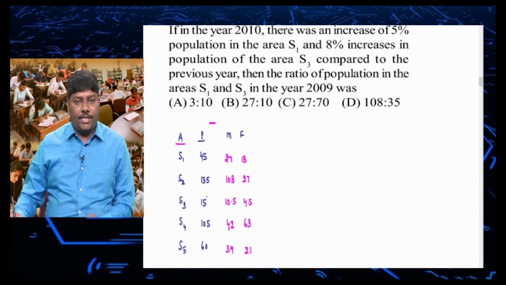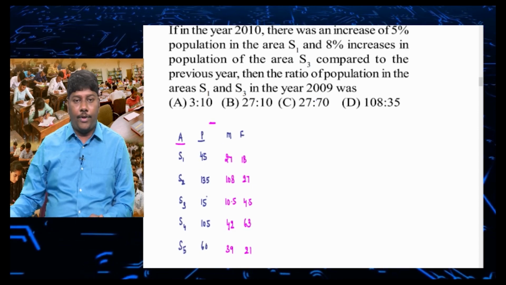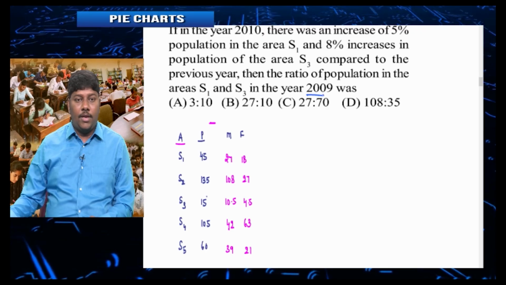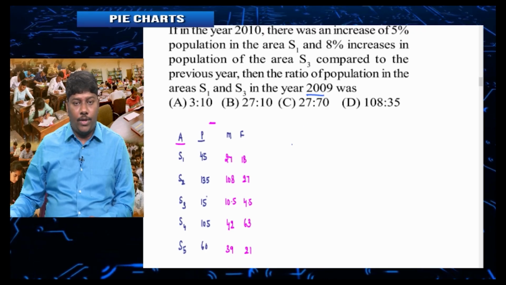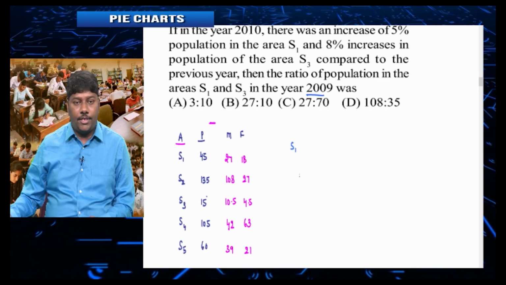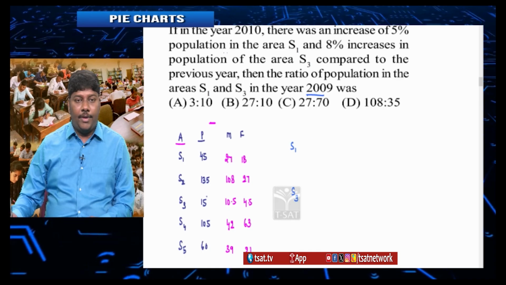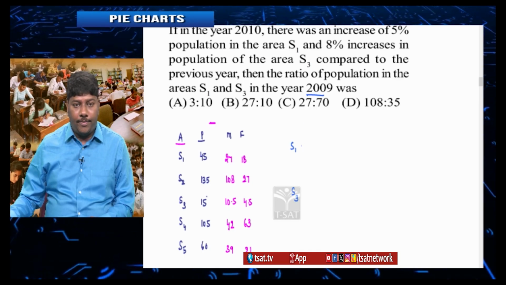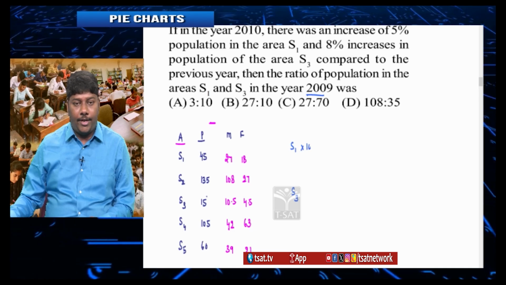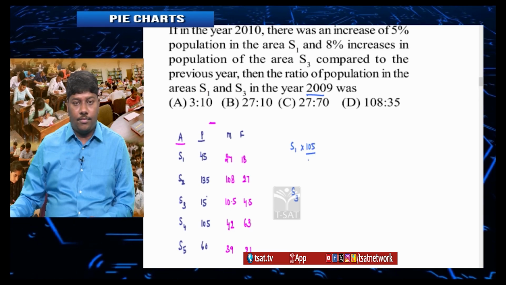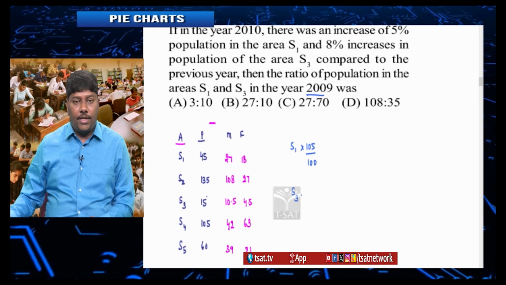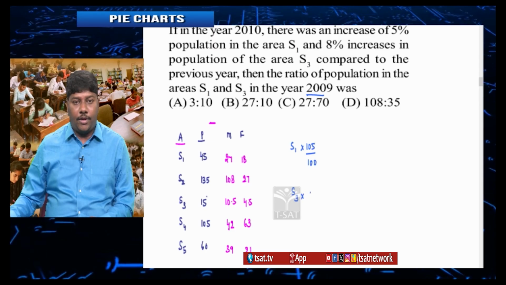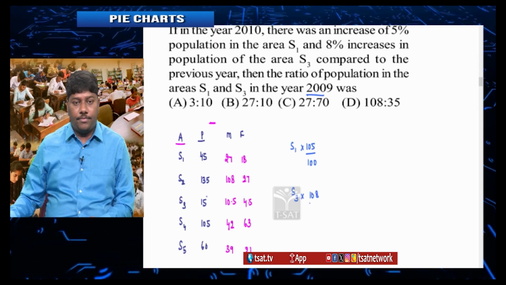So the data is actually given for 2010. We need to find out the data for 2009. Let the population of S1 be S1 and let the population of S3 be S3 only. In 2010 it became what? There was an increase of 5% in S1. So 5% increase, you can say 105 by 100. In S3 it is increased by 8%. Therefore, I would say 108 by 100.